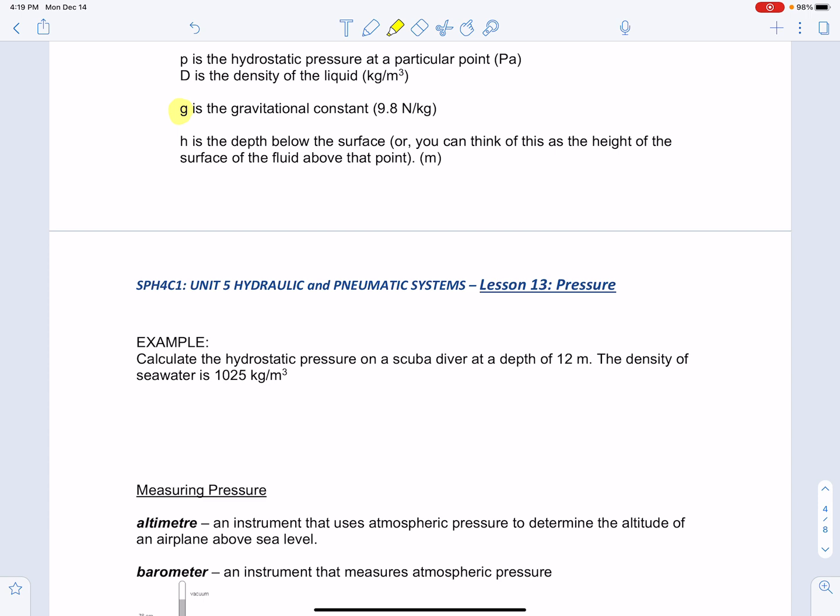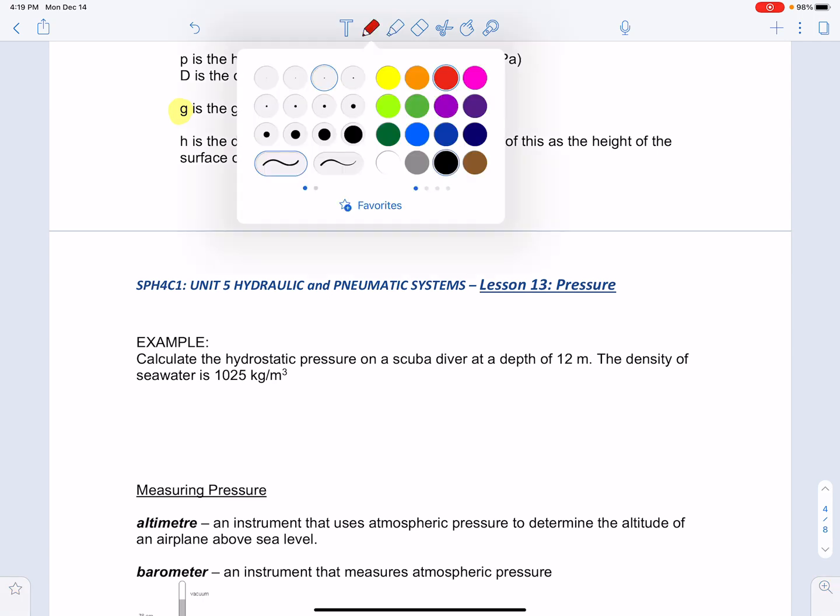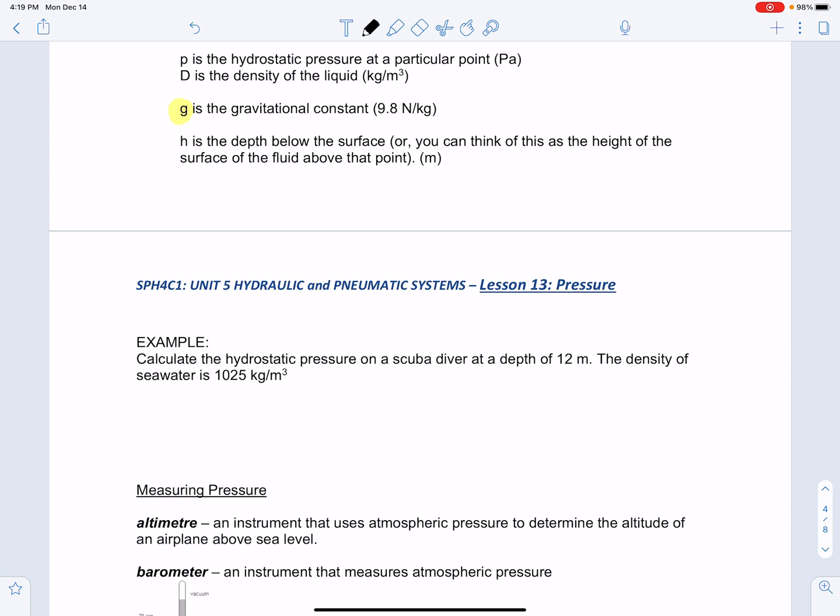Let's try an example. Calculate the hydrostatic pressure on a scuba diver at a depth of 12 meters. The density of seawater is 1,025 kilograms per meter cubed. So we'll write down everything that's given in this question. We're given the depth or the height, which is 12 meters. The density of seawater is 1,025 kilograms per meter cubed. Notice that this density is slightly higher than the density of pure water. The density of pure water is only 1,000 kilograms per meter cubed. We know g is 9.8 newtons per kilogram. This does not change near the surface of the earth.